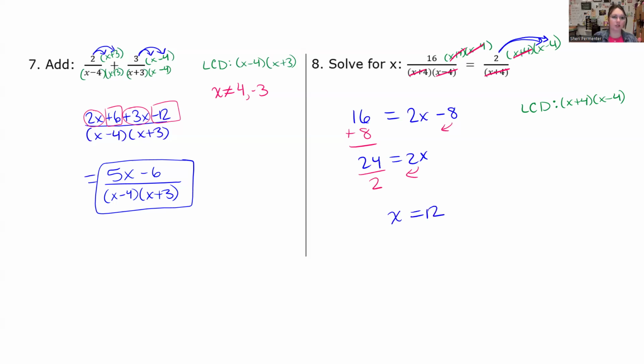We forgot to identify our restricted values. x could not be equal to 4 or negative 4. I probably should have written them in the other order to make them make sense. This would be negative 4 and this would be positive 4. Please don't forget to check your restricted values. Depending on the version you get, one of these answers, or both answers, might not work. Please don't forget to check the restricted values on the problem that you're given that you have to solve. For this problem, it doesn't matter. 12 is not on the restricted values list, so it works.